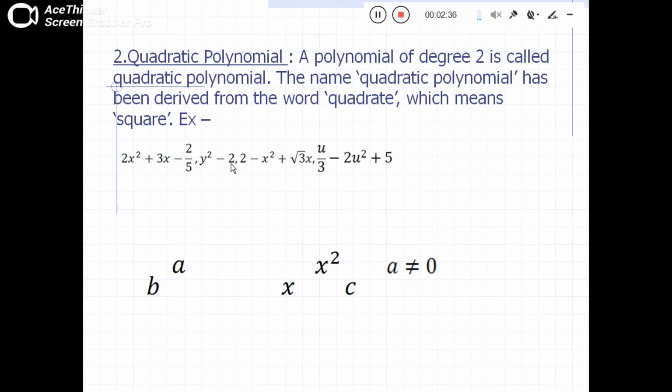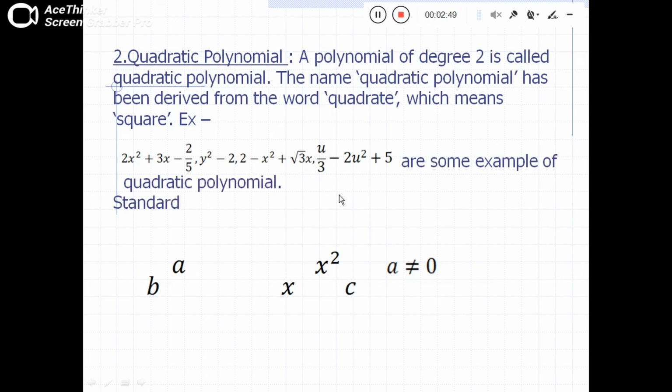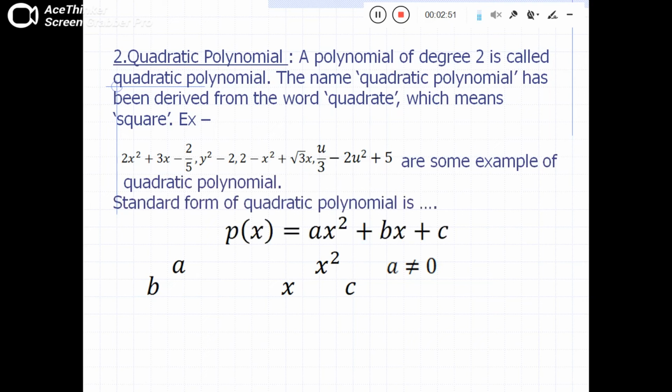y square minus 2. 2 minus x square plus root 3x. u upon 3 minus 2u square plus 5. These are the examples of quadratic polynomials. Okay, the standard form of a quadratic polynomial is ax square plus bx plus c. p of x equals ax square plus bx plus c. So the standard form of a quadratic polynomial is p of x equals ax square plus bx plus c.